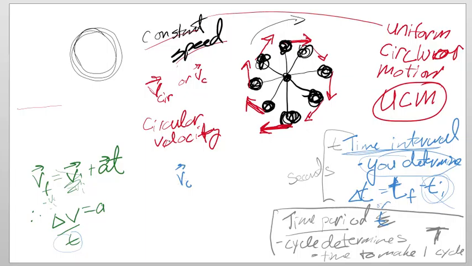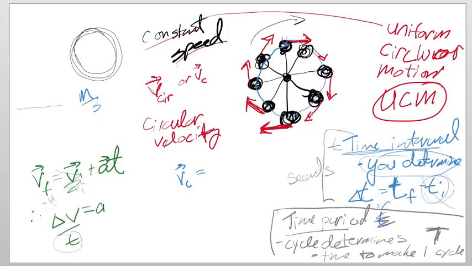Okay, so let's look at your circular velocity. Well, what's a cycle if you're twirling stuff around at a constant speed? Hopefully you know it's one complete circle. And by the way, what's this going to be measured in? The circular velocity, it's going to be meters per second.